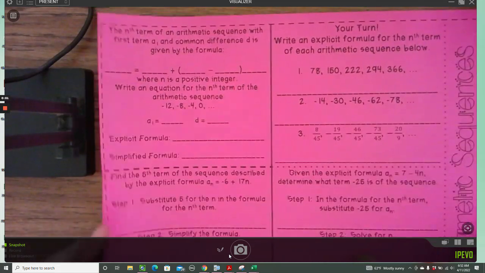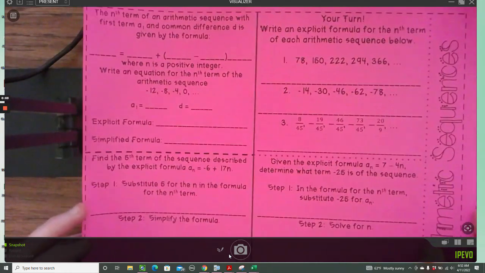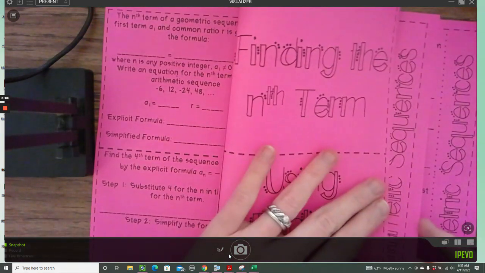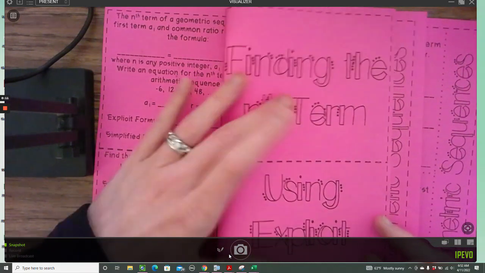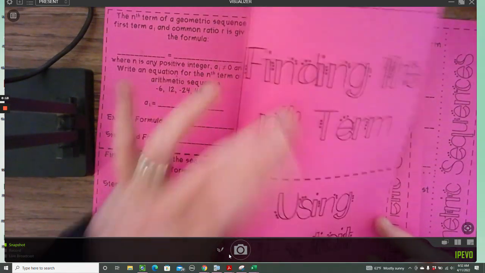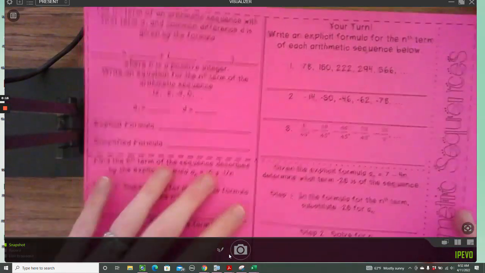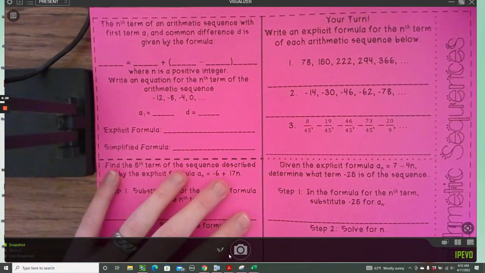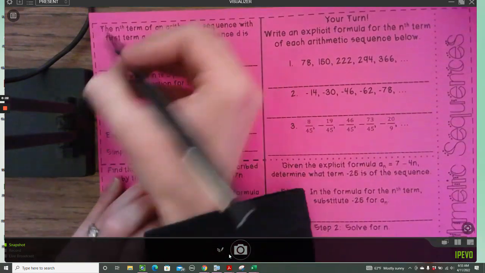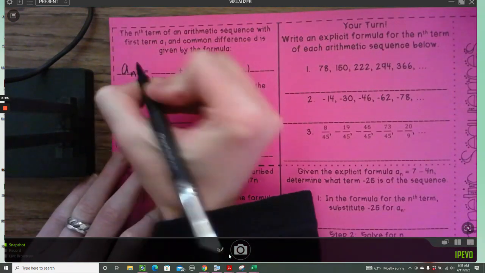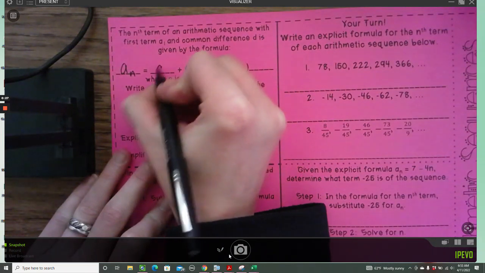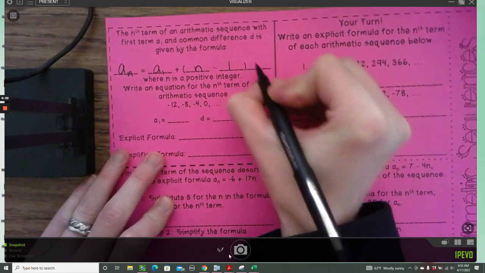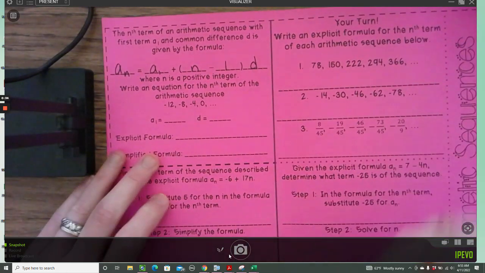This video is for the explicit formulas of arithmetic sequences and geometric sequences. So what we're going to start with is what's called finding the nth term. We're going to write a formula that we can use to find any term in a sequence. So the nth term of an arithmetic sequence with first term a1 and common difference d is given by the formula a_n equals a1 plus n minus 1 times d, where n is a positive integer.